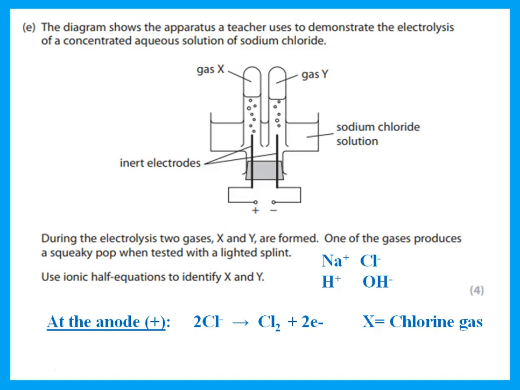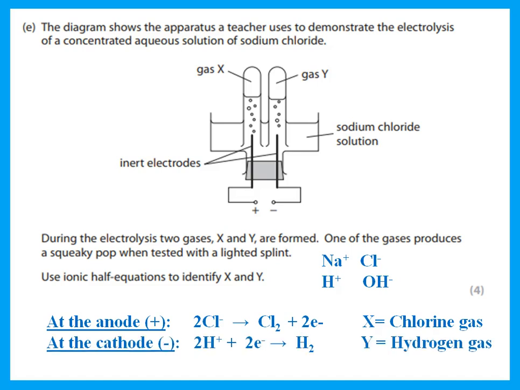Now the negative ion goes to the positive and do what? Lose electrons. So the chloride ions will lose electrons, become chlorine. So gas X, which is formed at the positive, is chlorine gas. Now, which one goes to the negative? Well, the positive ions go to the negative. But if I have a choice between Na plus and H plus, we said the Na plus doesn't like to take any electrons back again. It is the H plus that will react, and the H plus will go to the negative and do what? Gain electrons. So it becomes hydrogen gas. So that means that gas Y is hydrogen gas.